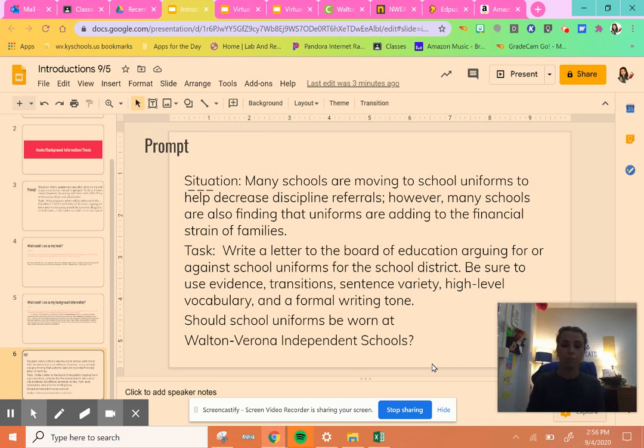So again, moving forward today, you are going to come up with a thesis, which is a one-sentence answer to the question, which I provided for you, and you're using this same prompt as last time. So you're going to use that to answer. So should school uniforms be worn at Walton Verona Independent Schools? I'm not going to answer that. So I'll have my hook that I already did because it's on last week's assignment. I have my background information, again, because you already did last week's assignment. Remembering that if I need to fix it, I'm going to do so. And then I add on my thesis statement. So I'm going to put all that on that question, okay?